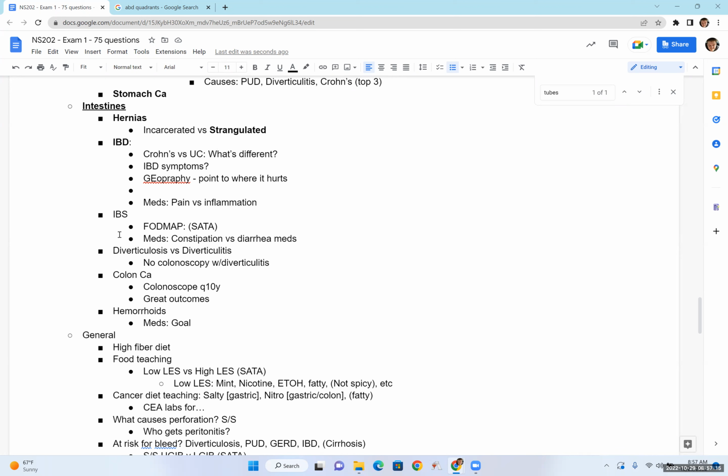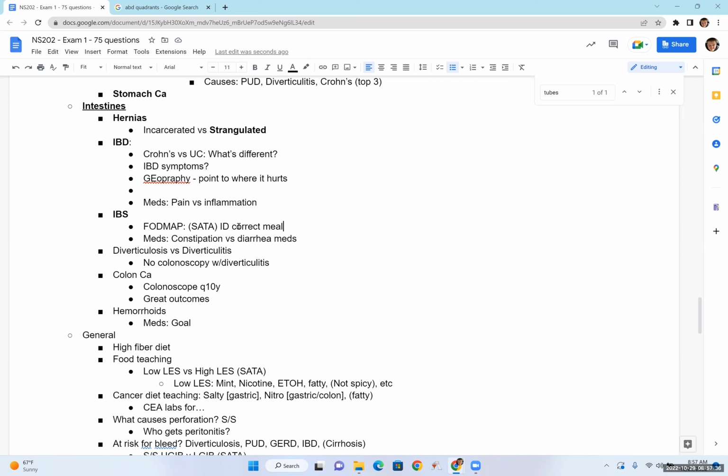IBS, we kind of talked about FODMAP already, right? And it's going to be like identify the correct meal. And IBS meds, again, you can do a whole chart just for meds for exam one. Order my meds out and just make it separate to GI meds and cardiac meds.